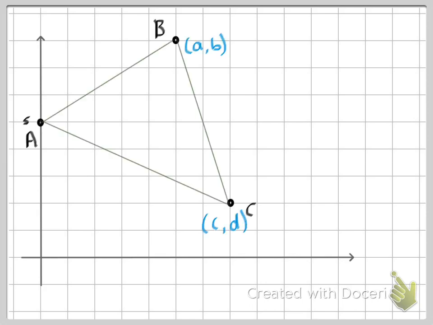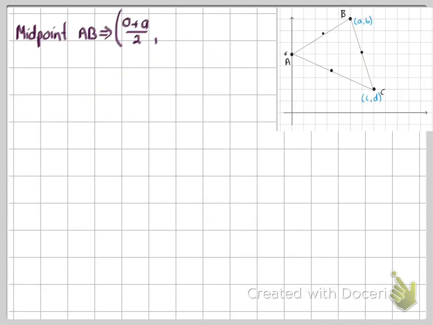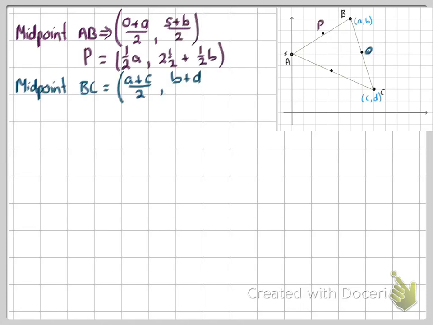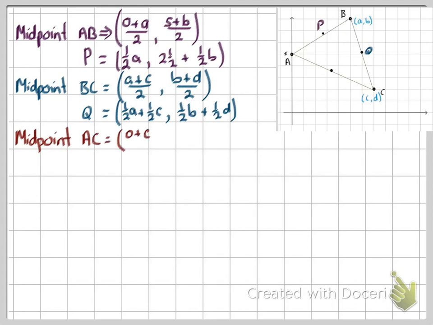So here we've got our triangle. We plot in the midpoints. The midpoint for AB is you add your x values and halve them, and then you add your y values and halve them, and just leave it as formulas like that. Midpoint for BC, the same sort of thing. Add your x values and halve them, y values, and the same for midpoint of AC. And so there are your midpoint formulas. That should pose no problem.